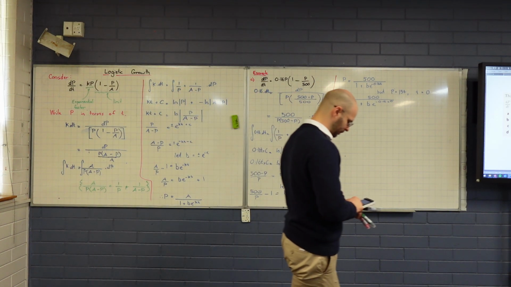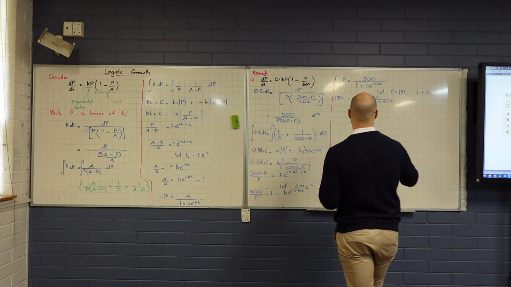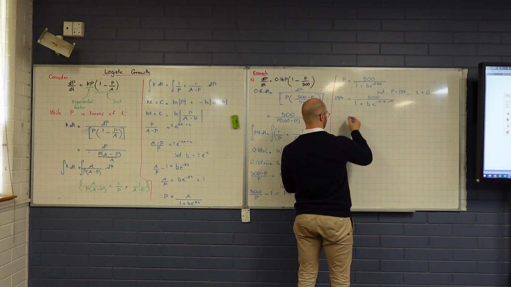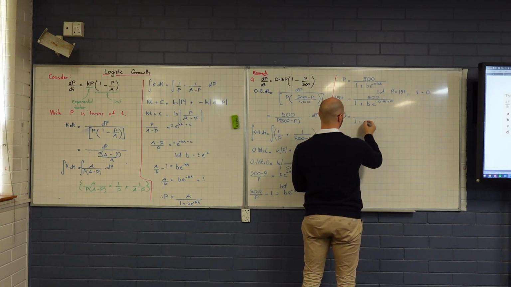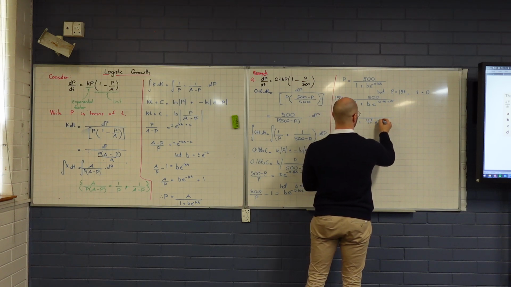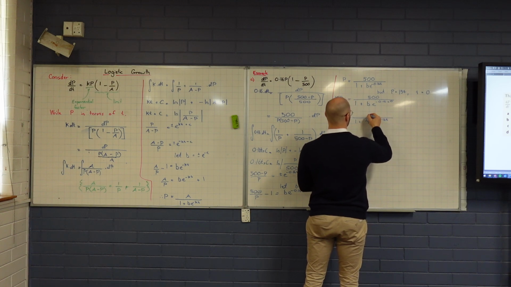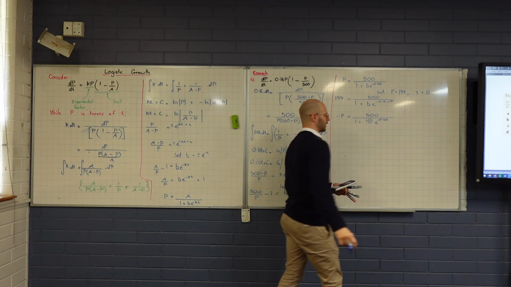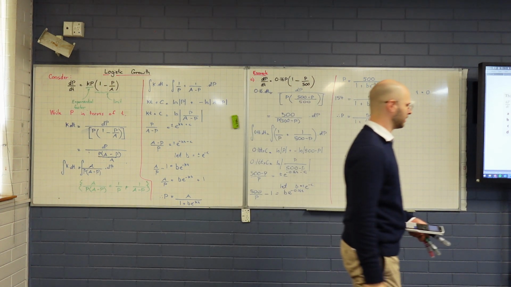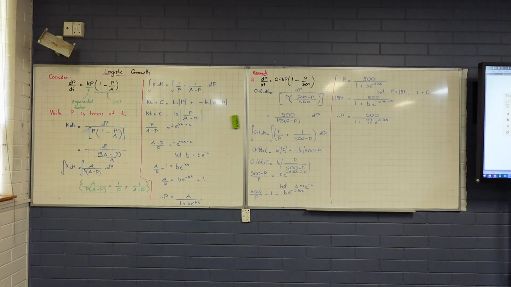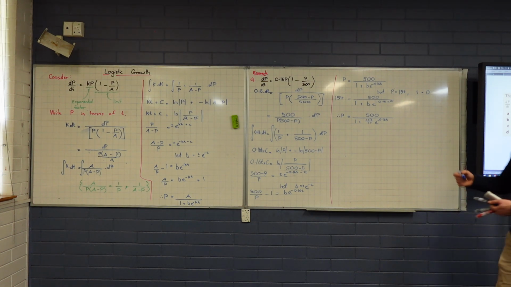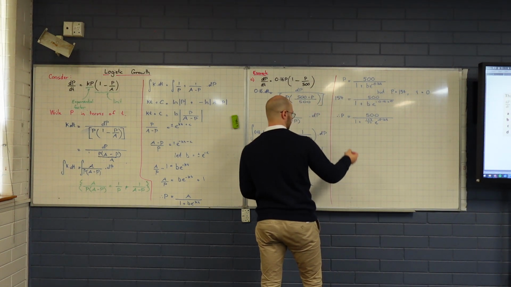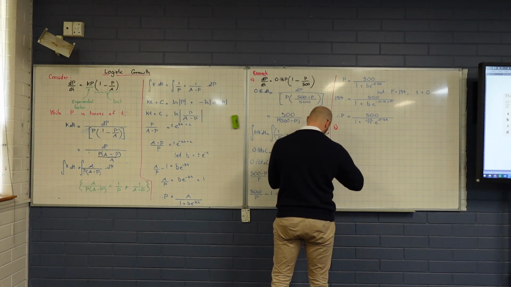What did you guys get? 173 over 77. Yeah. So B is going to be 173 over 77. So there's your model there. That's part A. Part B, find the population after 10 years. How would we do that? Sub t is 10. Yeah.